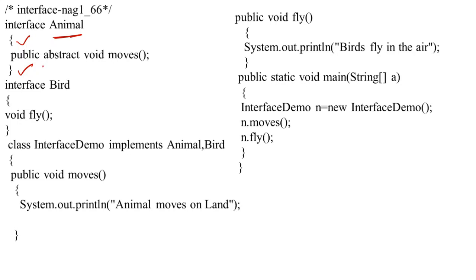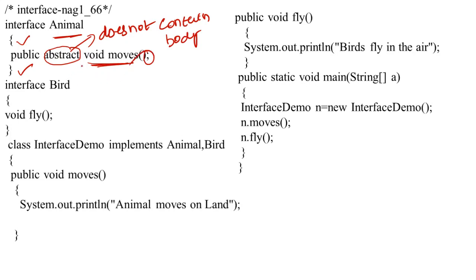Why? As it has only one method. Just see, it has a method whose name is void moves. Of course, as I told you, all methods must be abstract methods. This is an abstract method. Abstract method means what? Which does not contain a body. It's a skeleton. It ends with a semicolon. It's a declaration.